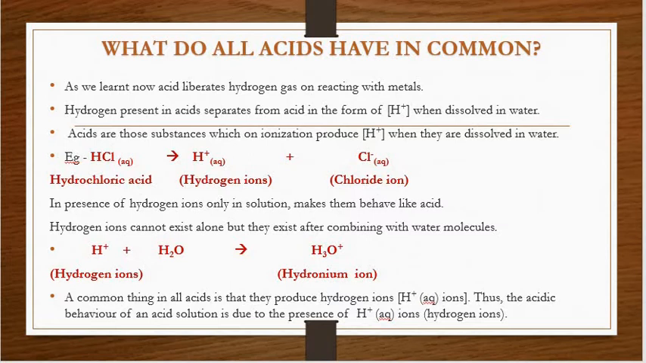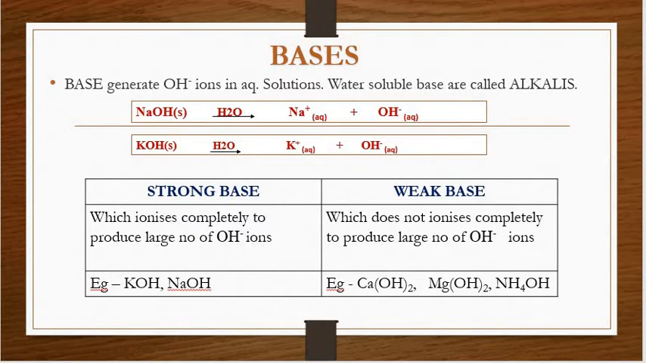Now we are going to talk about what bases are and what is common in all bases. Bases are substances which produce hydroxyl ions, or OH- ions, in aqueous solution. Bases like NaOH and KOH exist in a solid state. When these solids, which are very soluble, dissolve in water, the solution formed is called an alkali. For example, when solid NaOH or KOH dissolves in water, it gives sodium ion or potassium ion respectively, plus hydroxyl ions.